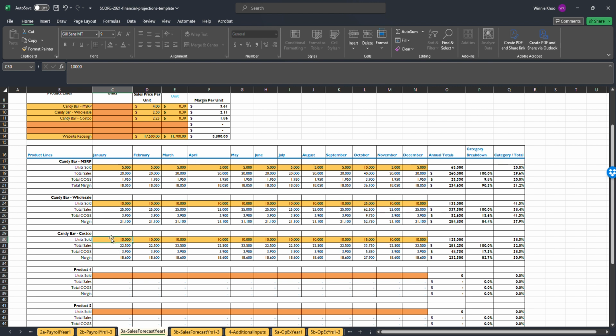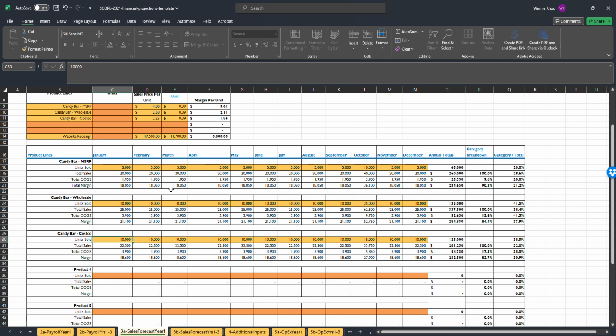And also you'll want to estimate any seasonality for the business. So in October, because of Halloween, we're expecting double the sales, and you're also going to hire more part-time employees and work overtime to produce 50,000 bars for October. So that's here.